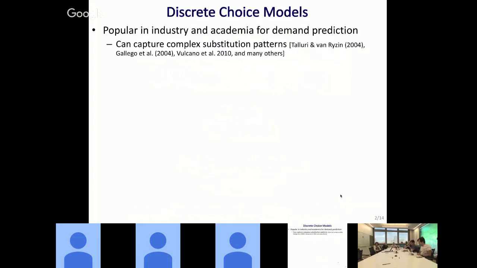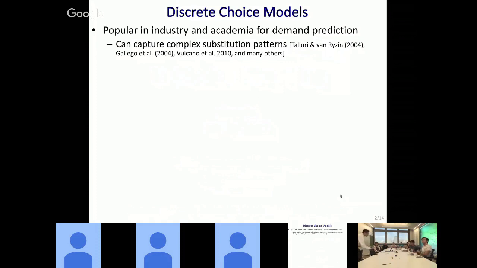So the focus of today's talk is on discrete choice models. Okay? They have been very popular both in academia and industry for demand predictions and demand forecasts. Again, the reason for that is that they can capture complex substitution patterns. There are now thousands, if not tens of thousands, of papers in economics, marketing, psychology, and operations that have applied discrete choice models in a variety of contexts: transportation, retail, anything involving choices. Listed here are just a few of the tens of thousands of papers on this topic.